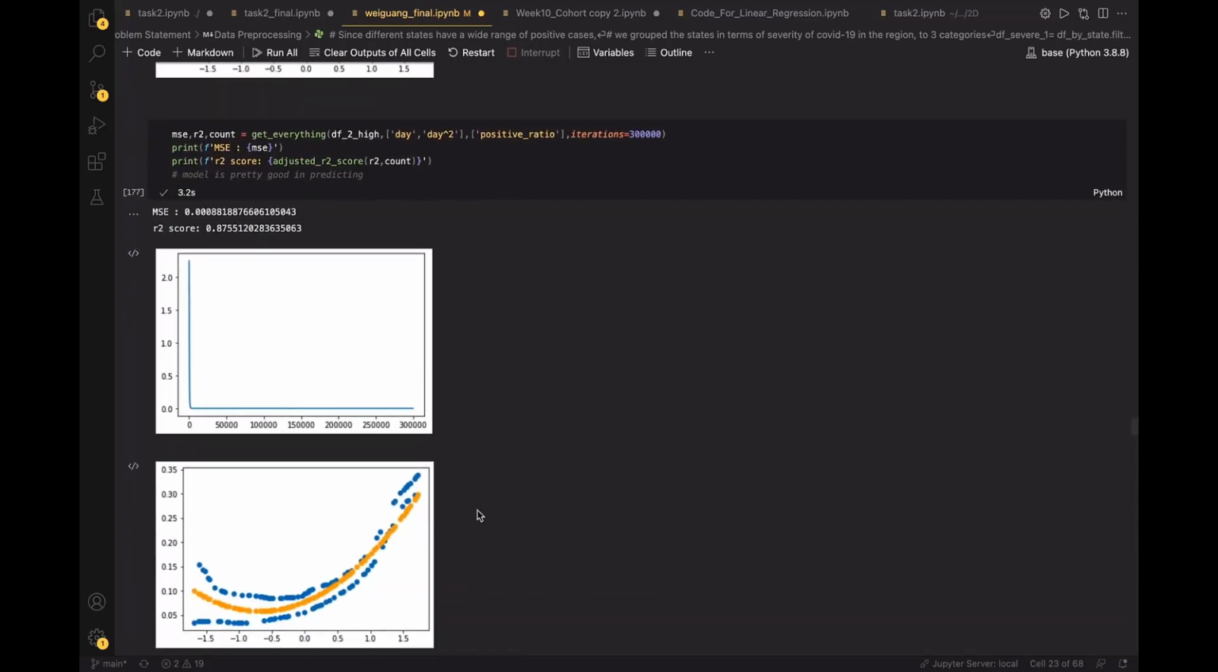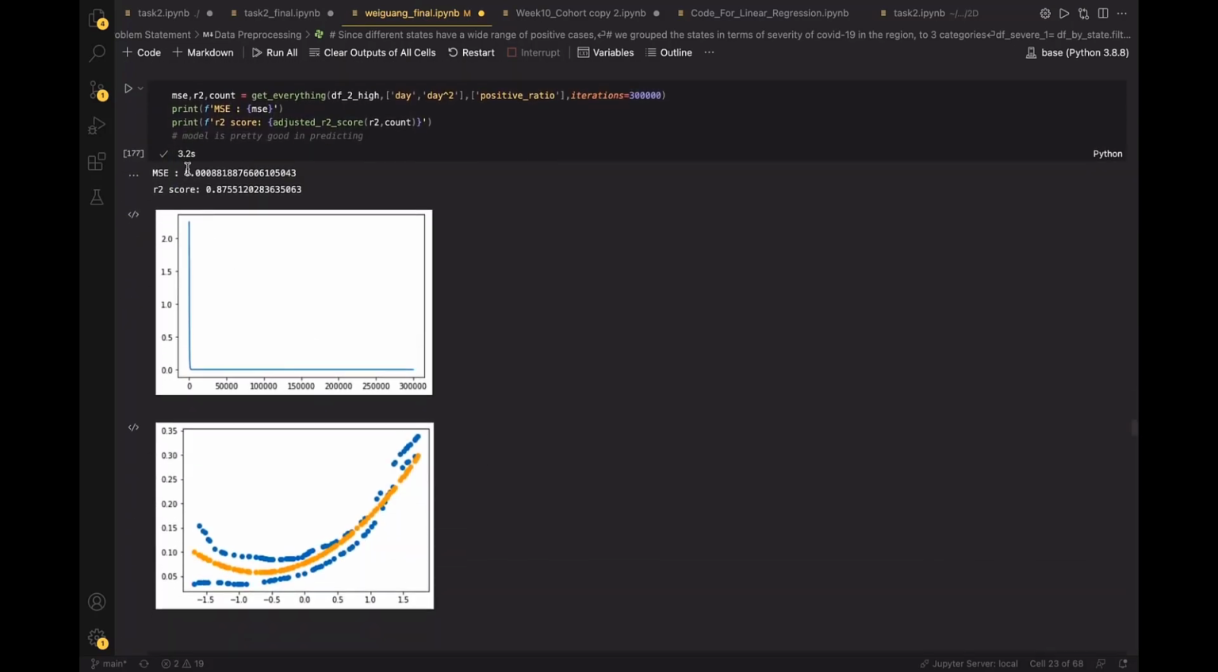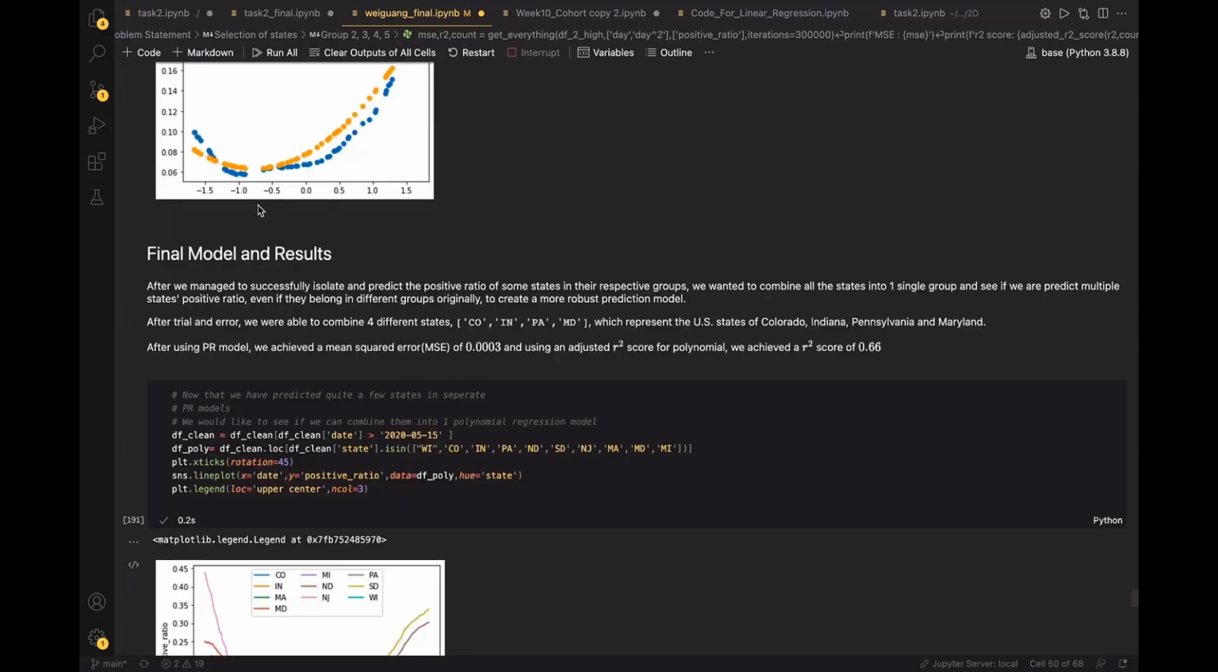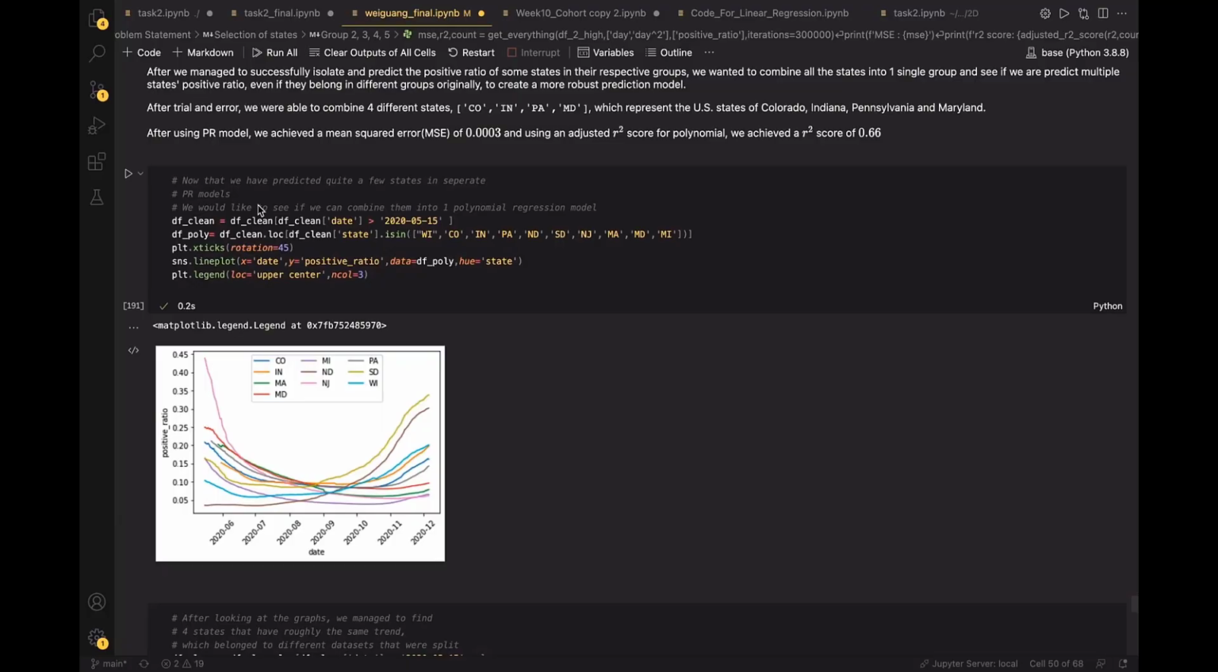In some of our results, we do have promising results. As you can see here, there's a low MSE and a pretty high R-square score. Finally, we decided to combine the states with good R-square score and to see whether we can create a robust prediction model that can predict multiple states in the United States. In our final results obtained, we managed to combine 4 different states from different groups, and using the polynomial regression model, we achieved a mean square error of 0.003 and an adjusted R-square polynomial score of 0.66.